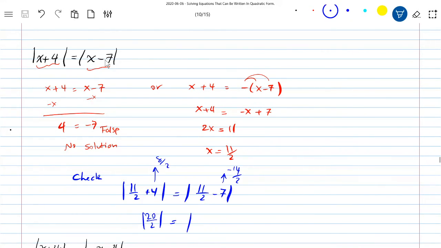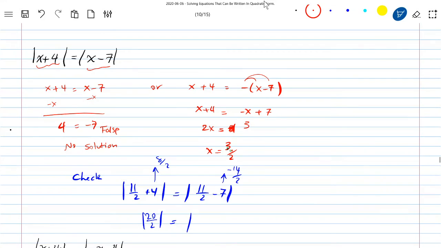One second, I think I made a mistake. Instead of 7 minus 4, this 11 is not correct. 7 minus 4 is 3. This is supposed to be 3/2. Sorry. For some reason, I think I'm tired already.